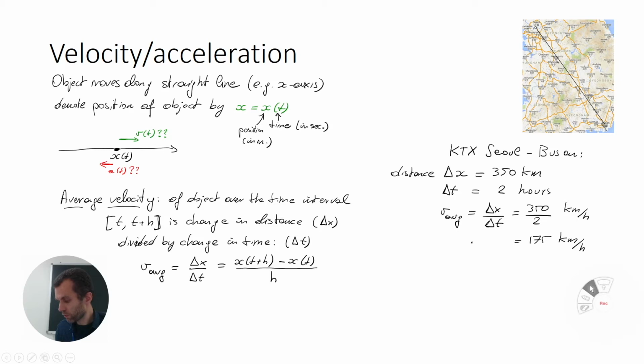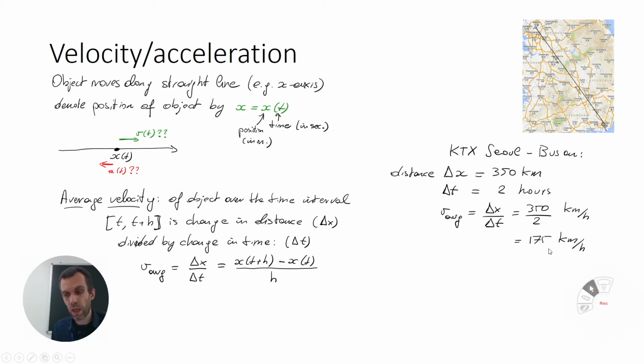And it's important to keep in mind that this is an average velocity. So the instantaneous velocity will change quite a bit. In the beginning, the train will speed up, and then when it hits a nice smooth track with no villages or cities around, it will go very fast, and then it'll slow down again to reach the city. So the velocity changes, but on average, the velocity is 175 kilometers per hour.